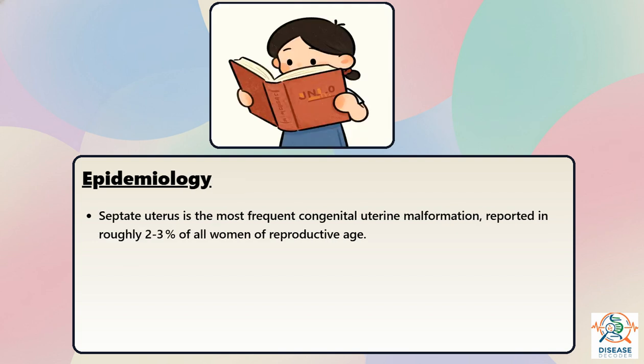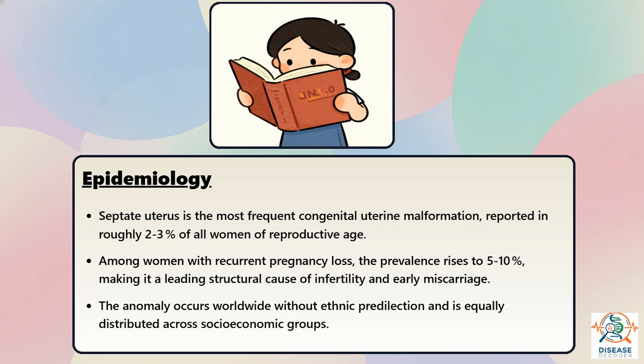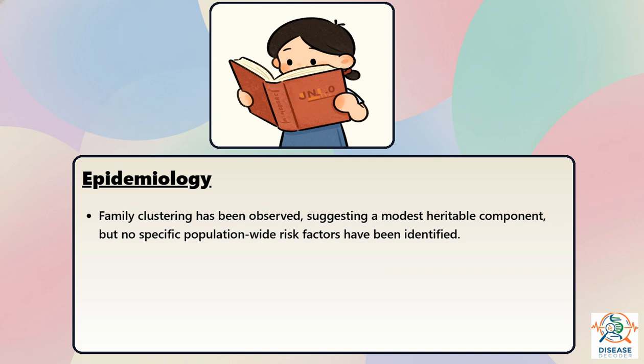Septate uterus is the most frequent congenital uterine malformation, reported in roughly 2 to 3% of all women of reproductive age. Among women with recurrent pregnancy loss, the prevalence rises to 5 to 10%, making it a leading structural cause of infertility and early miscarriage. The anomaly occurs worldwide without ethnic predilection and is equally distributed across socioeconomic groups. Family clustering has been observed, suggesting a modest heritable component, but no specific population-wide risk factors have been identified.